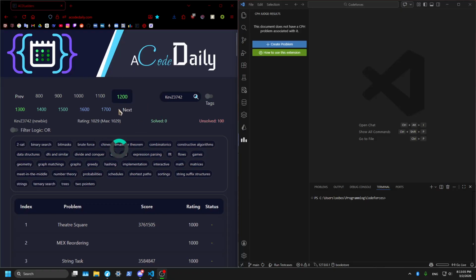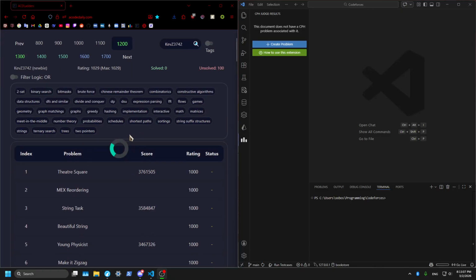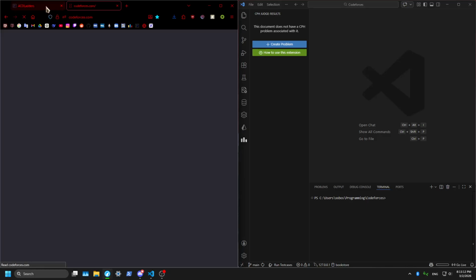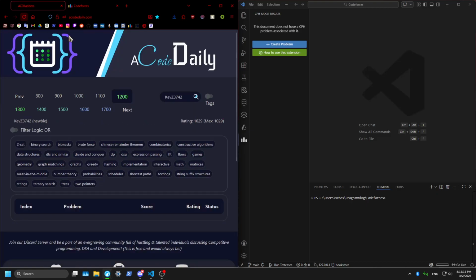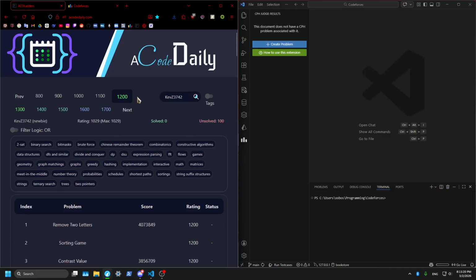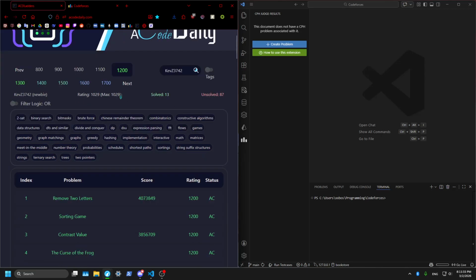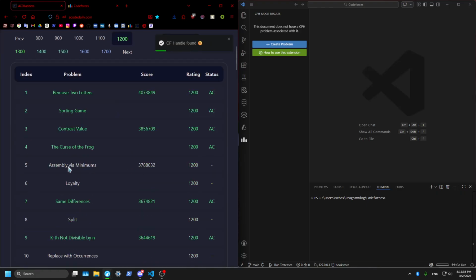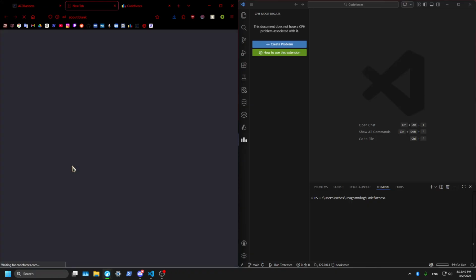Let's just jump straight into it. If this thing will load, come on. Is Codeforces down? Nope. Is it just struggling to load my solves or what? Okay, that was weird. We did Curse of Frog last time, right?